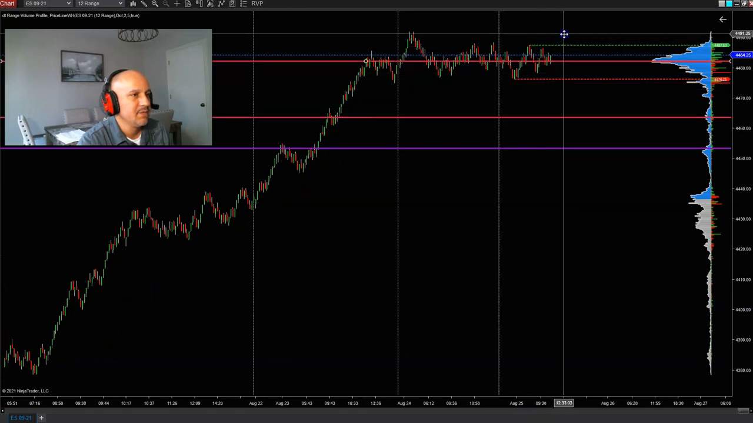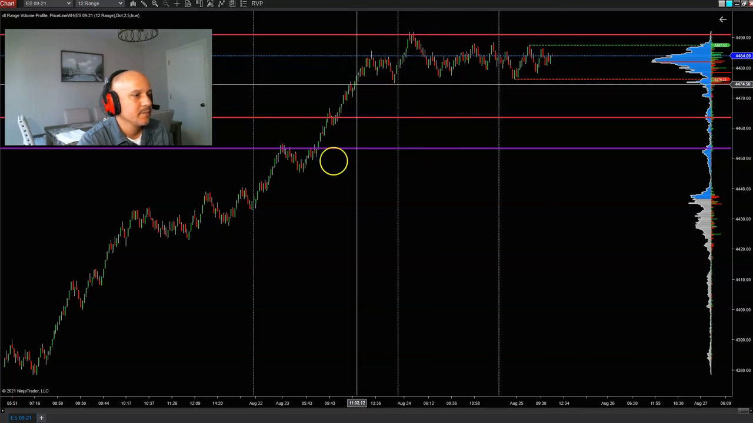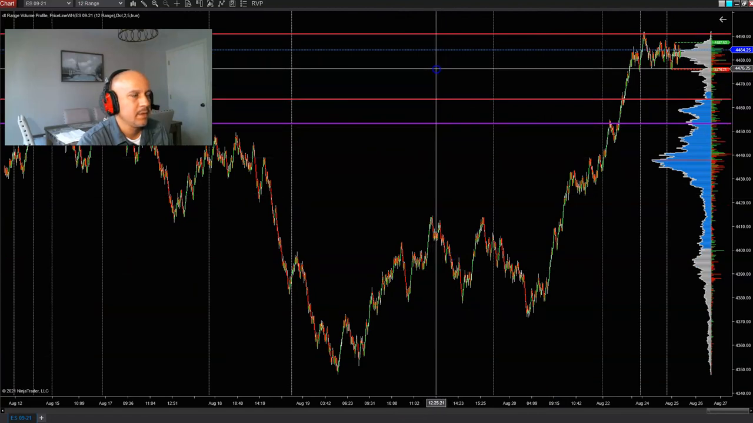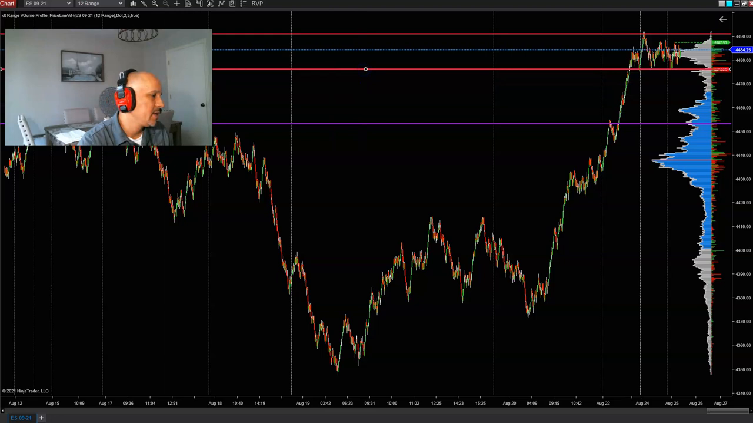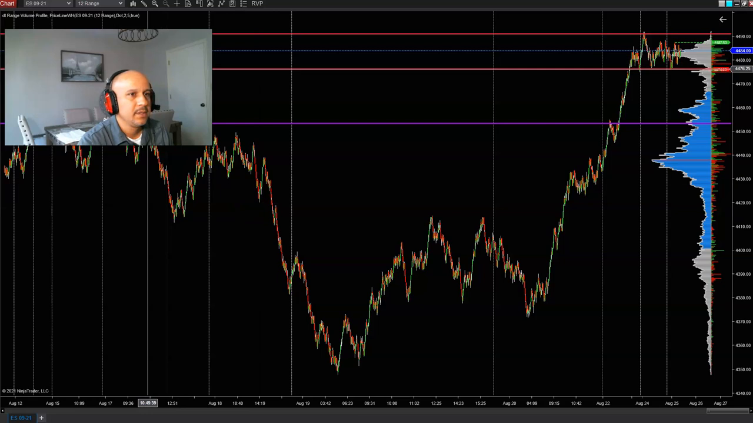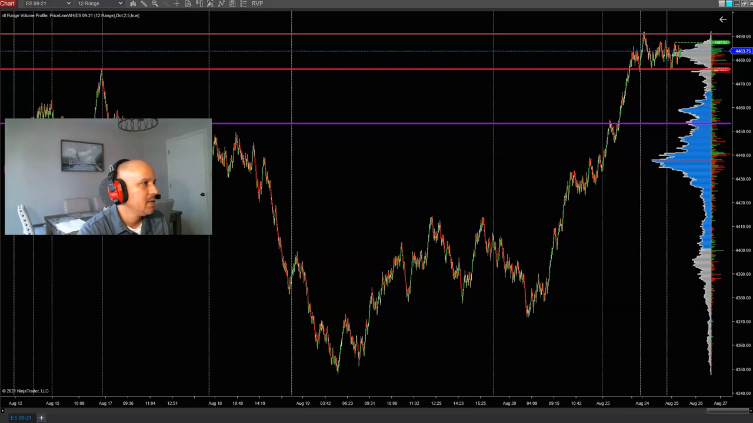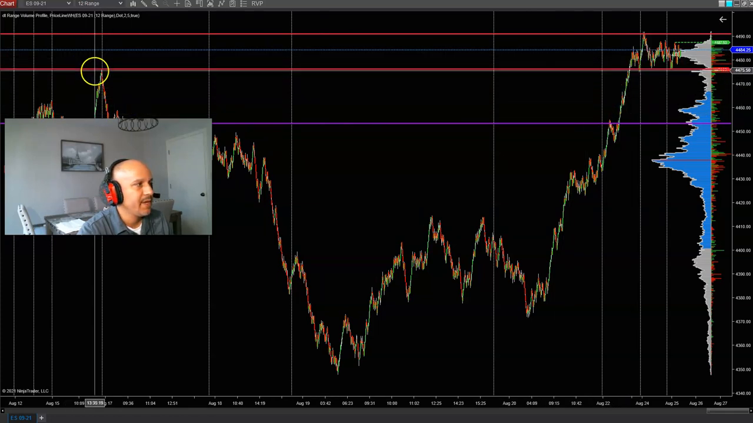Let's move some of these lines out of here so we can get a clearer picture. Okay, so of course, right here, the high from, I think it was the 15th or 16th, let me move this out of the way a little bit for you guys. Right here at 44.76.